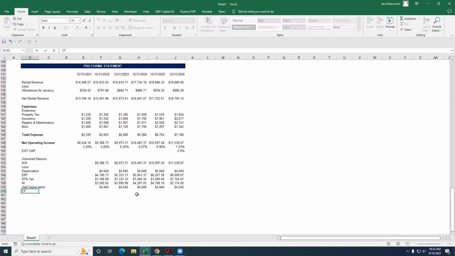Then let's do cash flow to investor here. So net income plus depreciation. Okay, so there's our cash flow. And then let's do sale. We call it disposition. So that's going to be when we sell the asset. And so it's going to equal NOI divided by our exit cap.